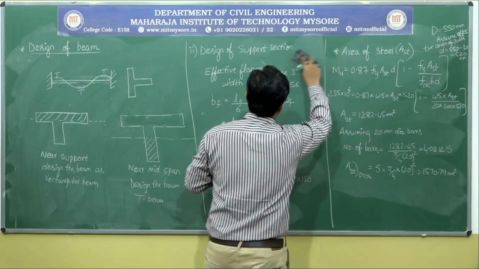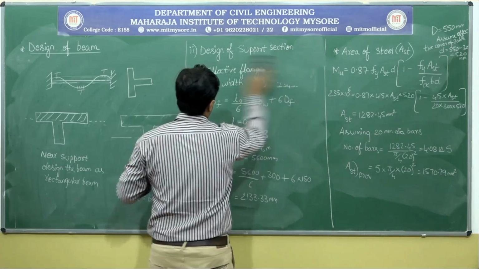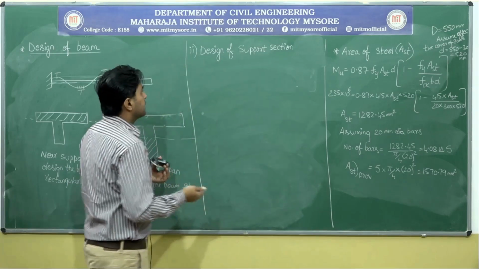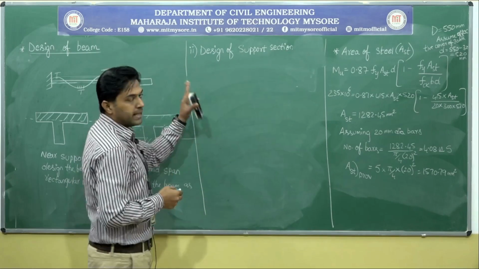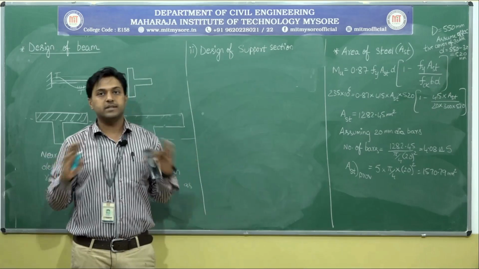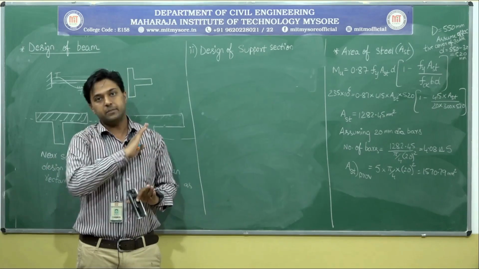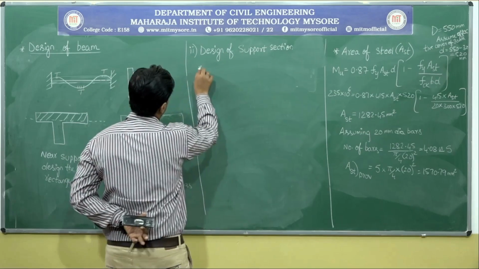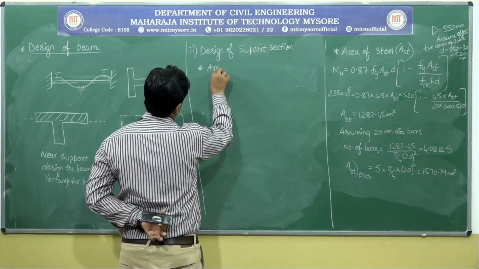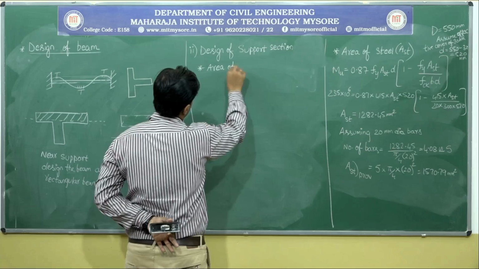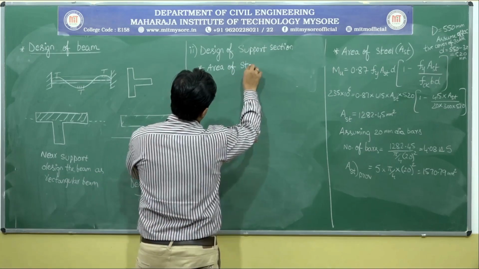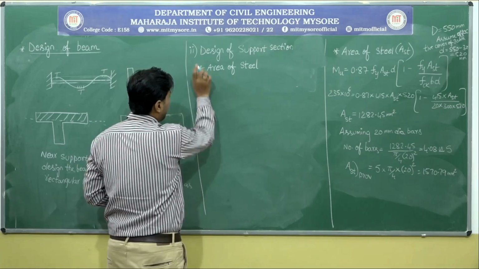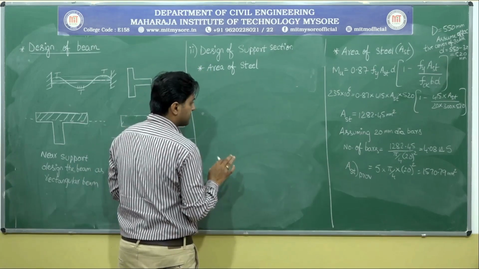I will not be writing this. Design it as a rectangular beam. So I need to design it as rectangular beam. As usual, directly there is no need to calculate the effective length and all those things. Directly Mu is equal to 0.87. Let me calculate the area of steel. So let me directly take up the area of steel. Same thing, I will not be writing the formula. Directly I will be substituting it.